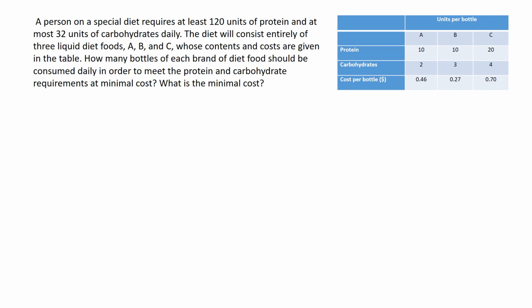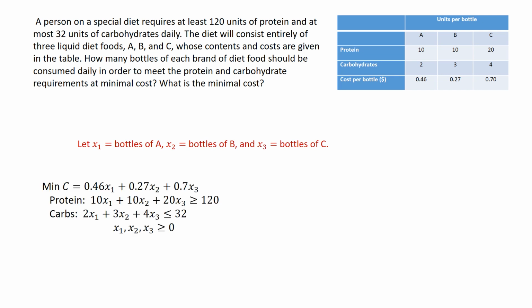So let's set up our problem. First, let's define our variables. We want to know how many bottles of each brand of diet food should be consumed daily to minimize the cost. So we're going to let x1 be bottles of A, x2 be bottles of B, and x3 be bottles of C. So our objective function that we're trying to minimize is going to be C equals 0.46 x1 plus 0.27 x2 plus 0.7 x3.